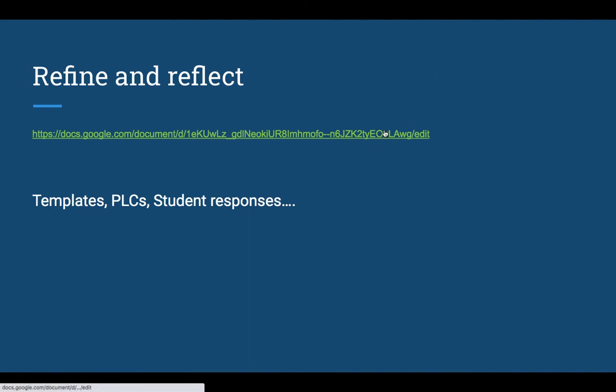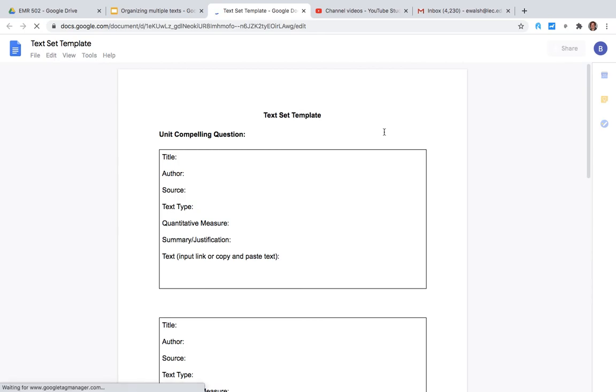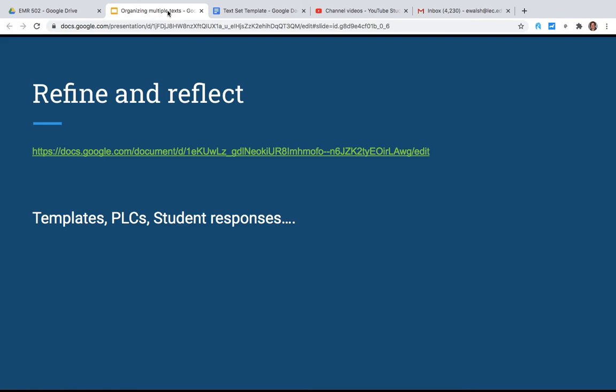I found this template, and what I want to encourage you is that it's not going to be right. You're going to keep working on text sets. We need to let go of this mindset that we're going to develop something and use it for years and years, because we're constantly needing to revise. But there are a lot of resources online; we started to look at that last week. Keep thinking about templates, PLCs, and student responses. Find ways to reflect on what's working and what isn't working in your text sets.